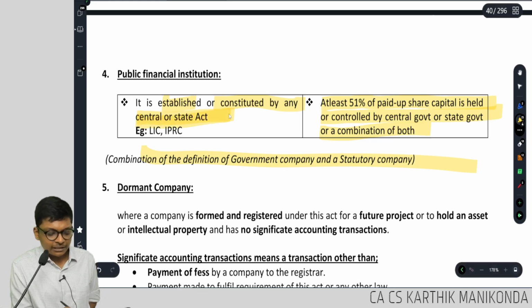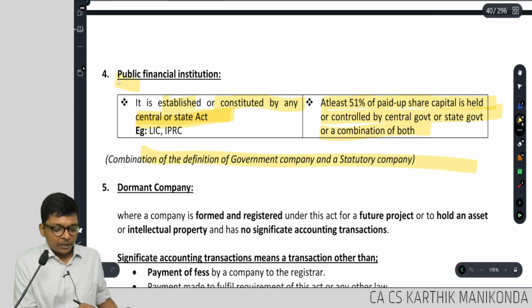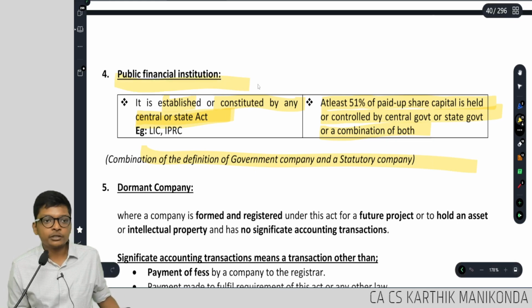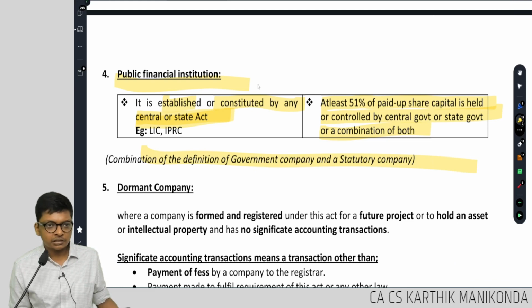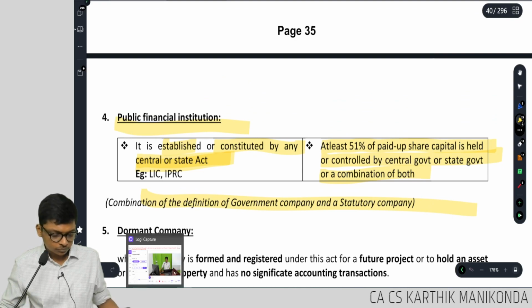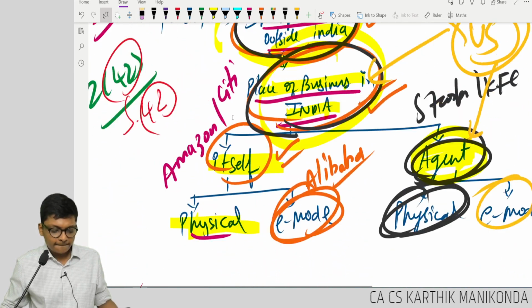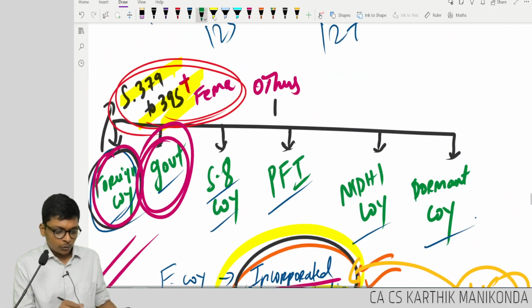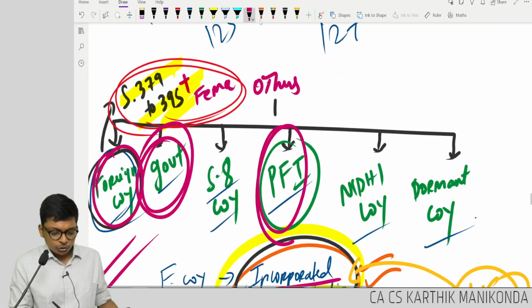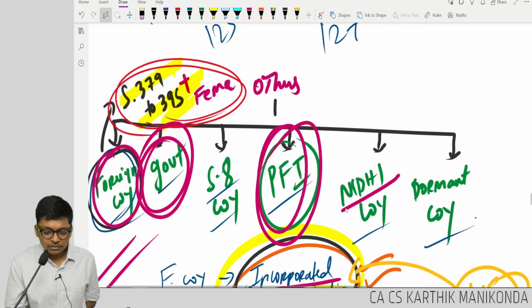Special act means central or state act. Are you following, guys? All of you with me? This is what? Public financial institution. Clear, guys? So we are done with the third one. Public financial institution also. Only 3 more left. Next we will take what, guys?